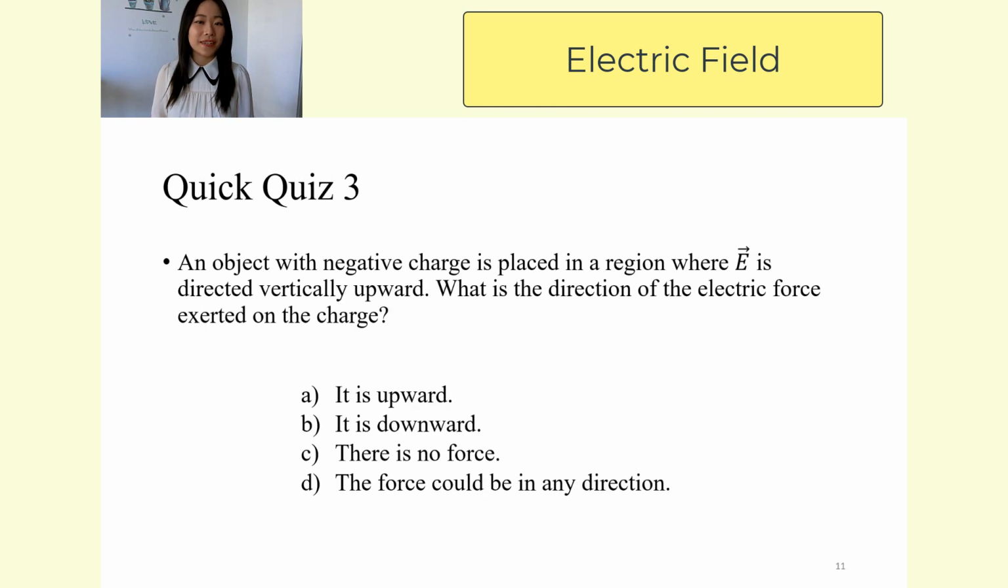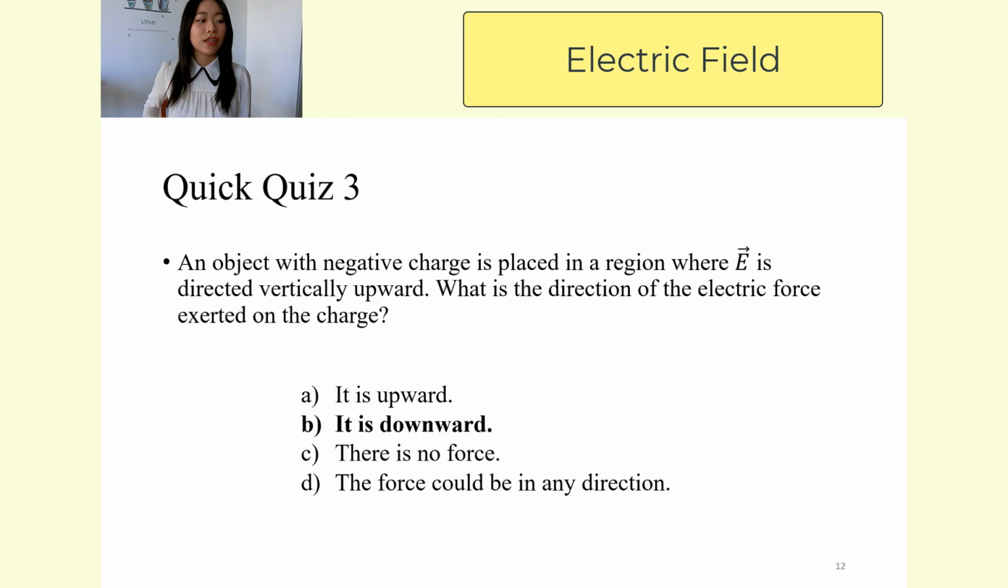Here's another quick quiz. An object with negative charge is placed in a region where the electric field is directed vertically upward. What is the direction of the electric force exerted on the charge? A. It is upward. B. It is downward. C. There is no force. D. The force could be in any direction. The answer is B. It is downward.